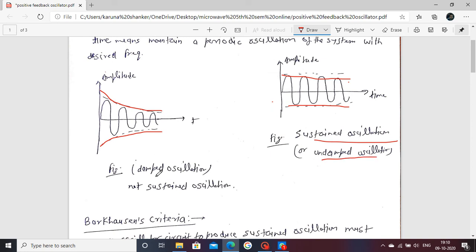This is called damped oscillation. This is your undamped, this is your damped, this is your undamped. That is also called a not sustained oscillation.